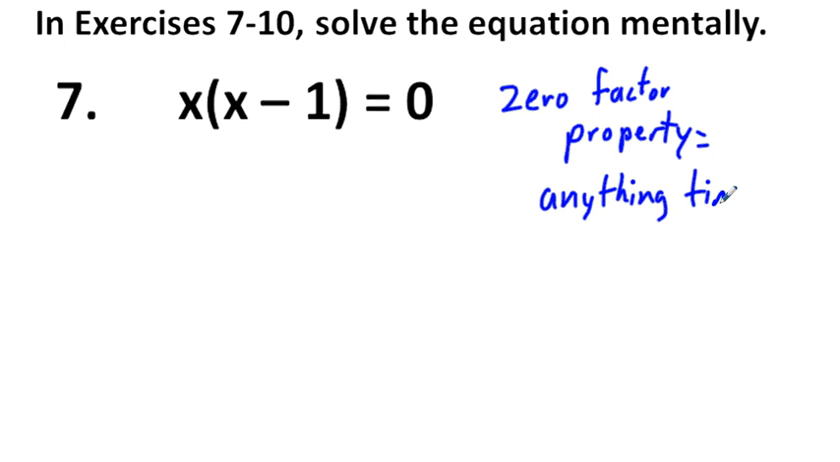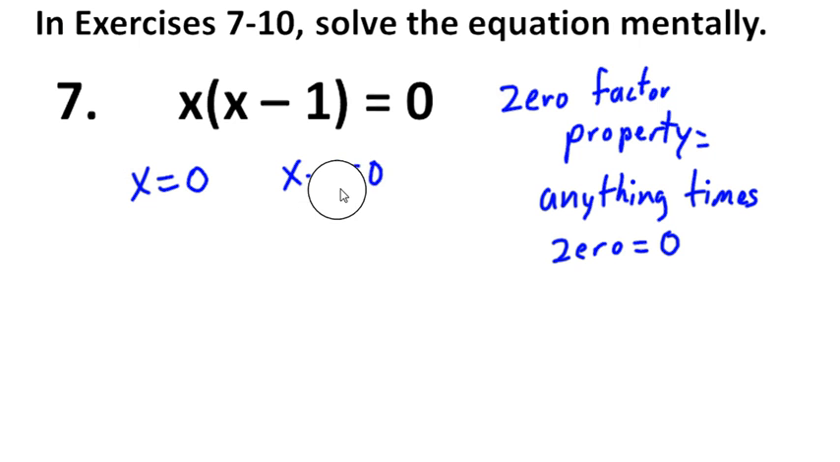times 0 equals 0. That's all it's saying. So that means that for x times quantity x minus 1 to equal 0, either x can equal 0 or x minus 1 can equal 0.